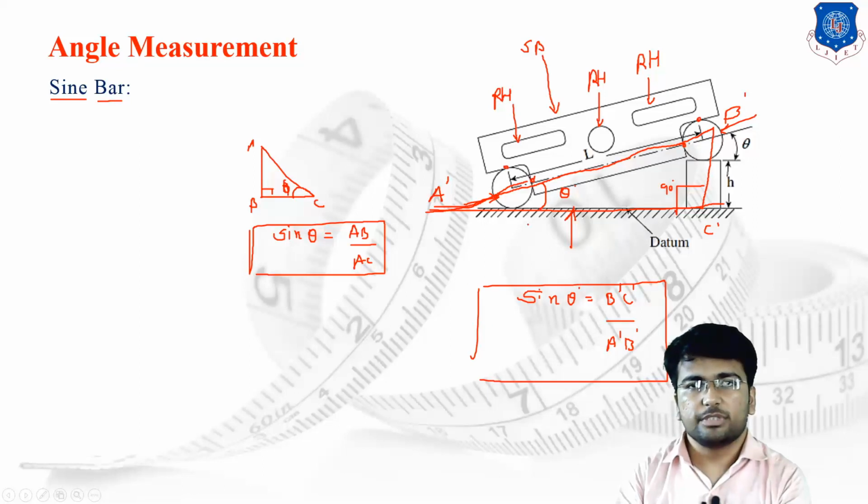Now suppose I have to measure the angle of the given workpiece. I will simply measure sine theta, and for the measurement of sine theta I will simply find the value of A dash B dash and B dash C dash. By providing such values you can actually calculate the angle theta, which is the basic angle of the measurement.